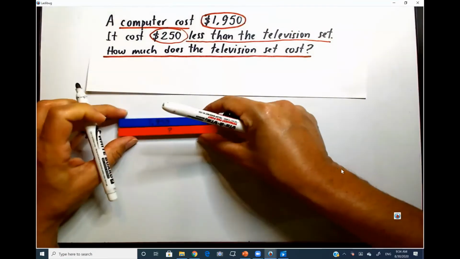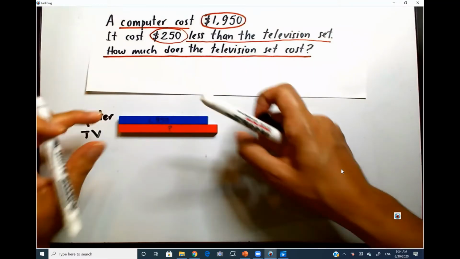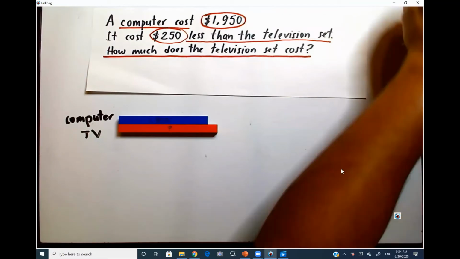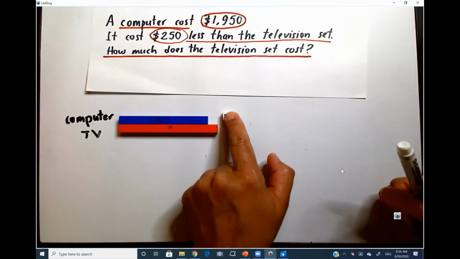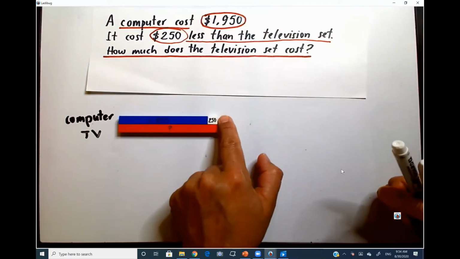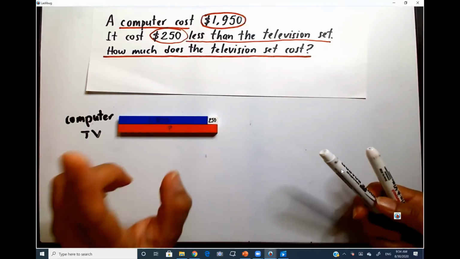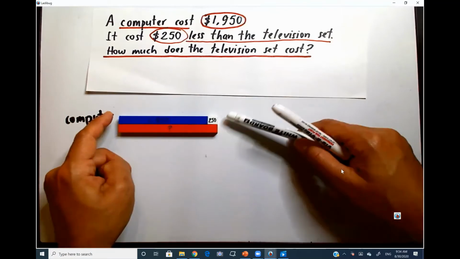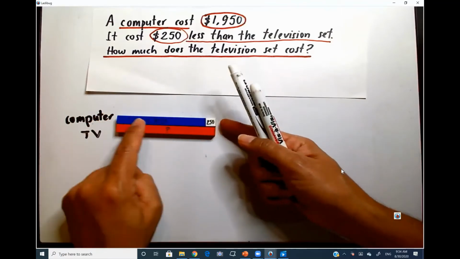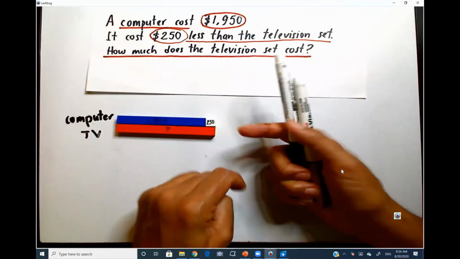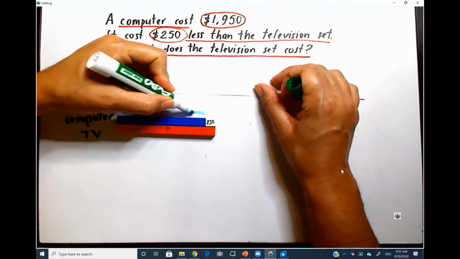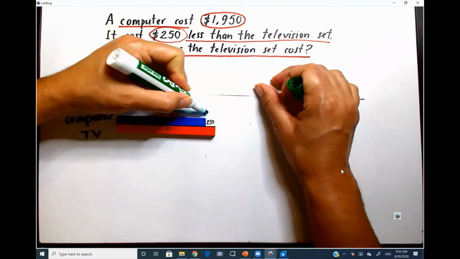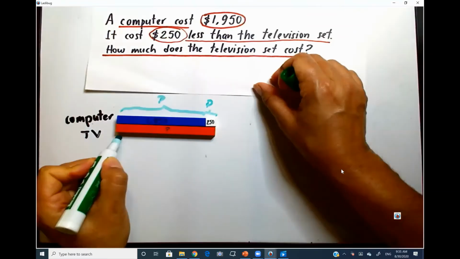So I know now that the computer costs $250 less than the television. And this is the amount of money that the computer costs less than the television. So $250. So if I want to know how much is the television, I need to find out how much is the computer plus the $250. So we can tell that this is the part and this is the whole. So 1,950 is one part and 250 is another part. So we're trying to find the whole.